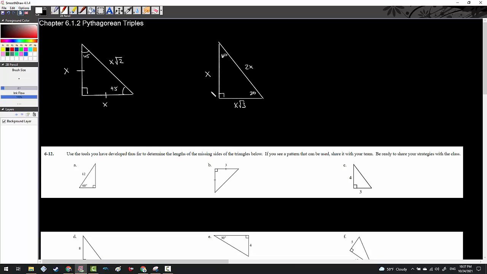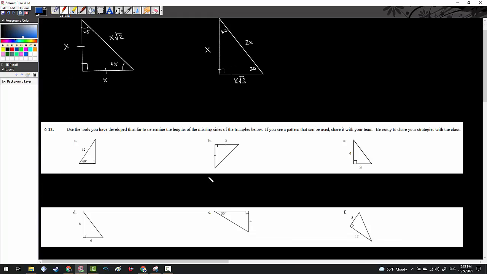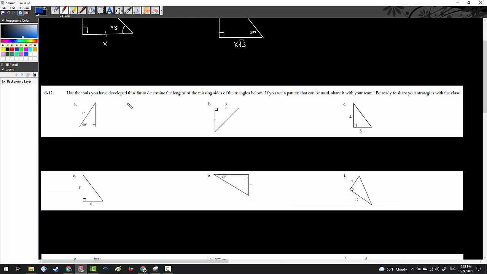Basically, what these relationships allowed us to establish was that in these special right triangles, you don't have to be given all the information to find the third side, or even to find the two other sides. Sometimes they might just give you one piece of information, and you have to find the other sides based on your knowledge of these special right triangles. So that's going to be the first part of today's lesson, and then we'll move on to a little bit more. It says use the tools you've developed thus far to determine the lengths of the sides of the triangles.